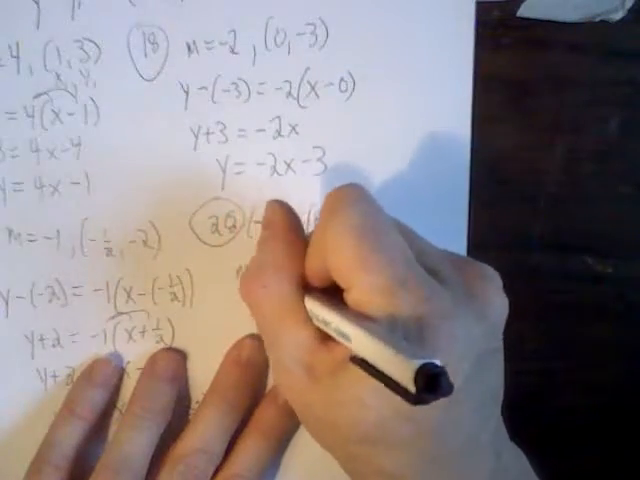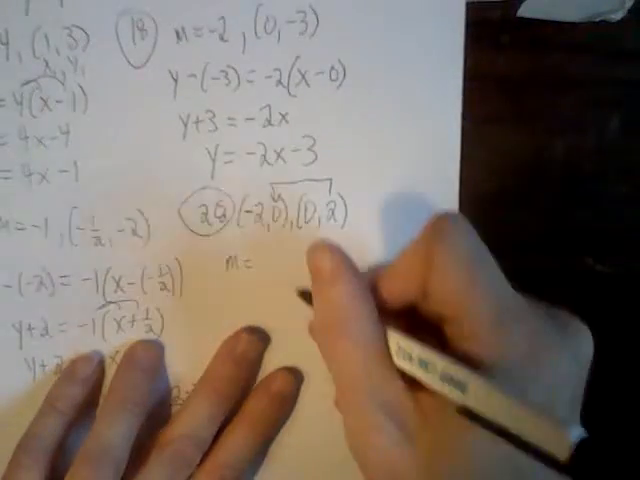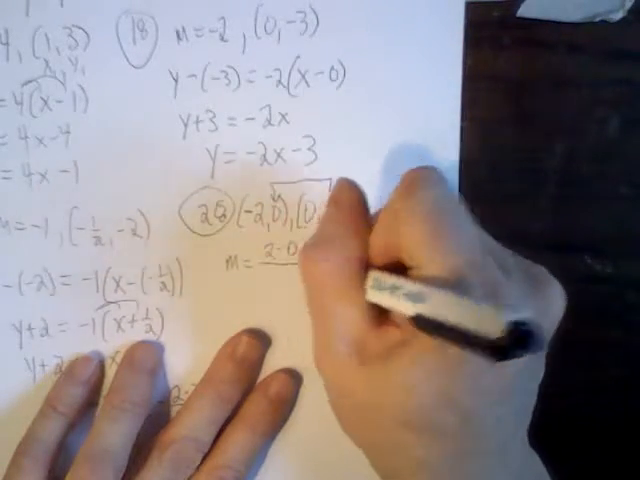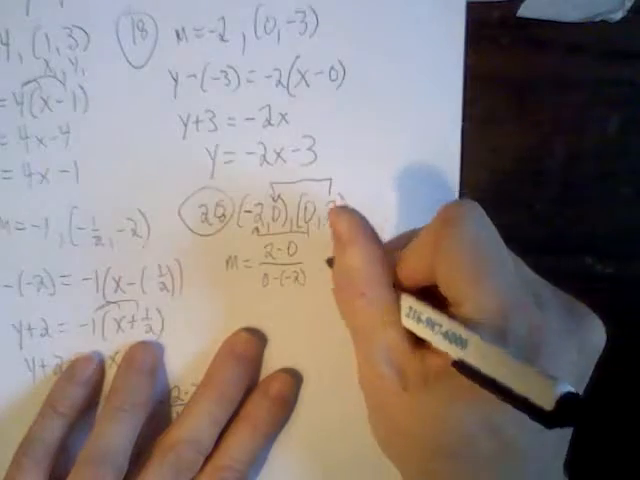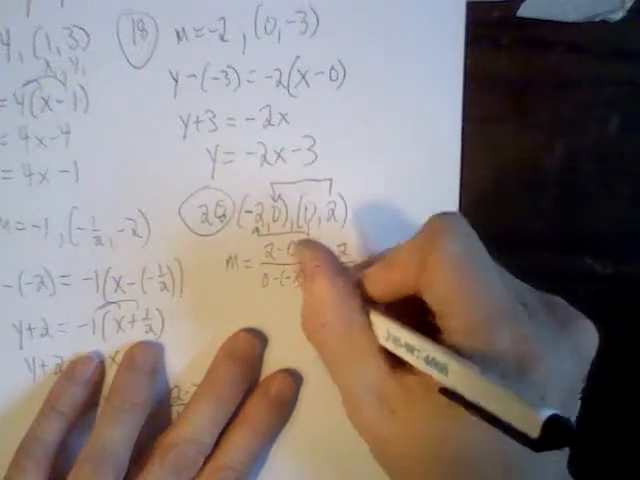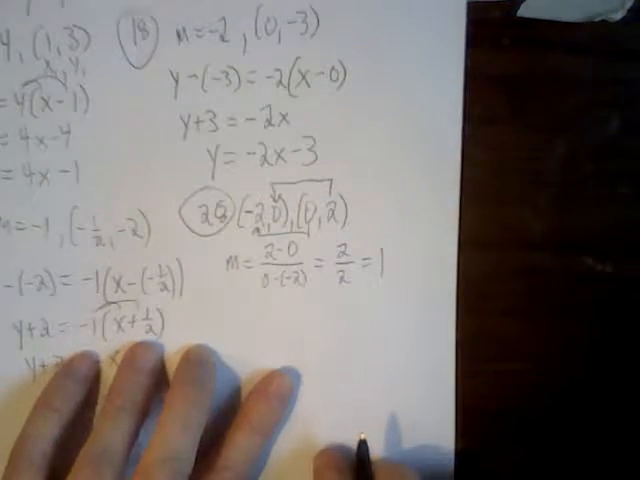Well, for the slope, you just take the definition of slope to produce that. So it's 2 minus 0 all over 0 minus negative 2. And what do we have? 2 all over 2 is just plain old 1.